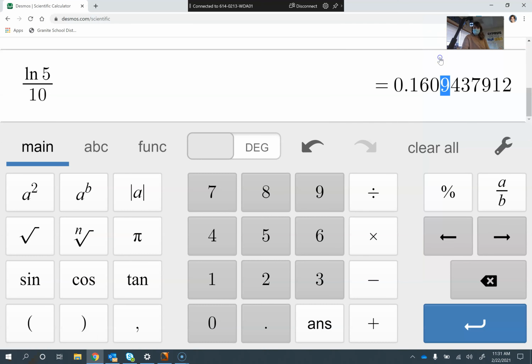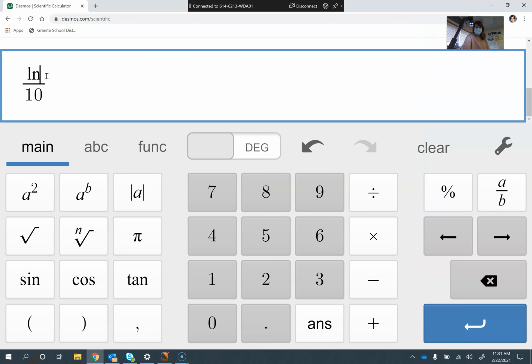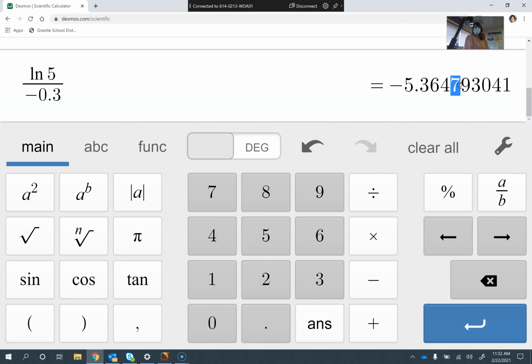So in Desmos, I'm going to plug in natural log of 5, it was already 5, divided by negative 0.3. So notice this time there's a 7 that we use to decide to round. So 5 and above, you give it a shove. 4 and below, you let it go. So this one's 5 and above. So this answer is negative 5.365.